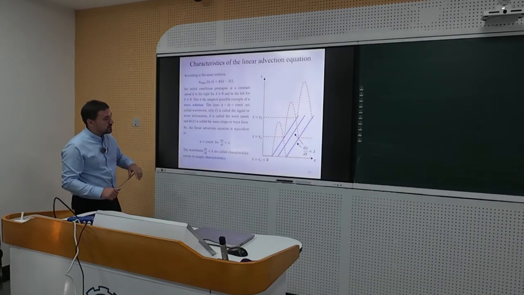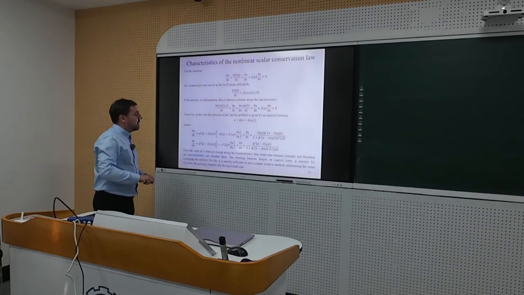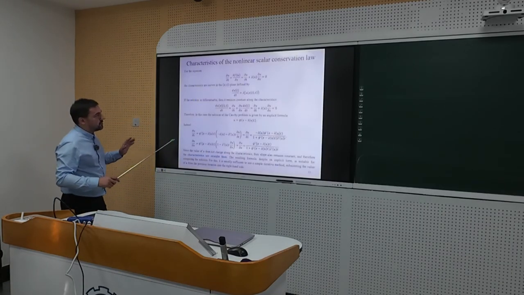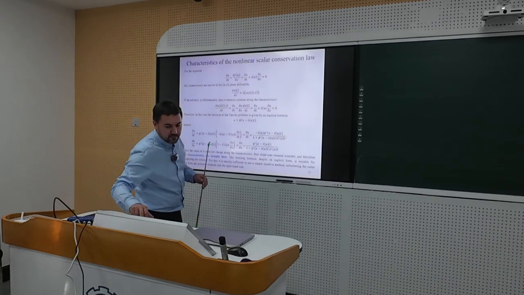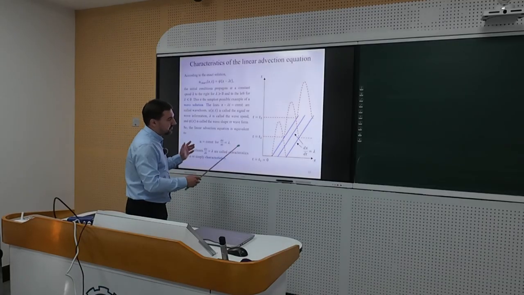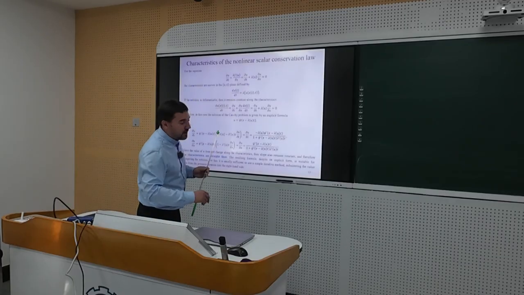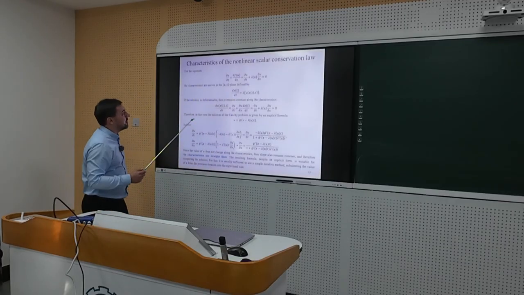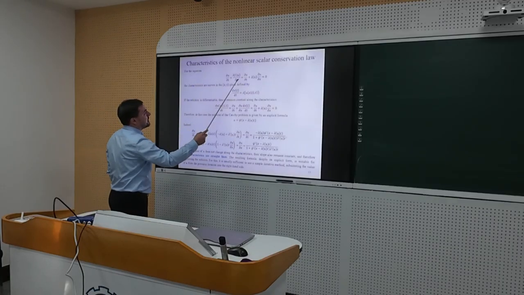Linear advection equation characteristics. Well, now the situation becomes more difficult. For the linear advection equation, everything is very easy, and maybe even obvious, that it's just a signal that propagates with constant velocity. Now let's move to the scalar conservation law, written in conservation form or quasi-linear form.